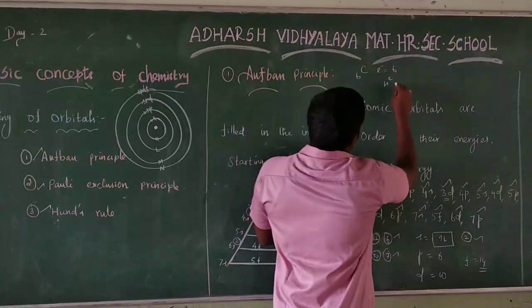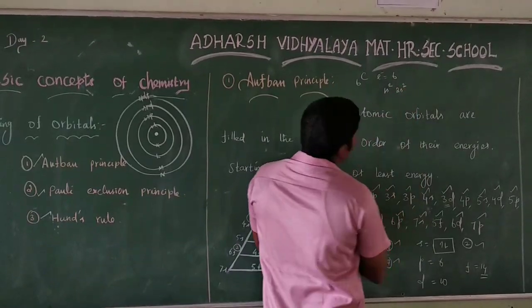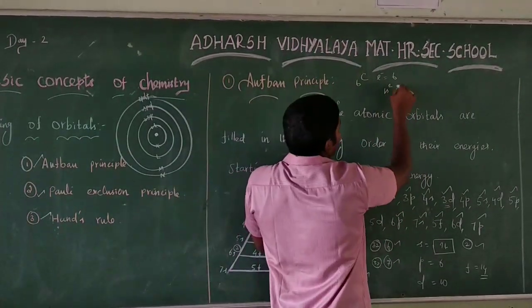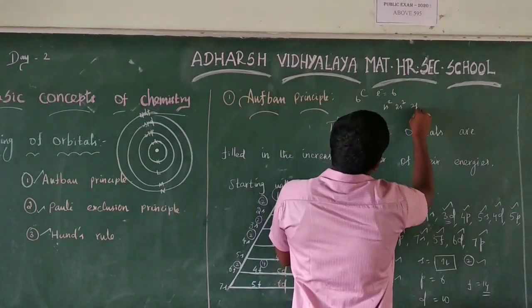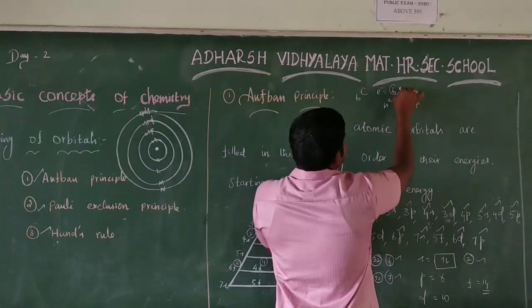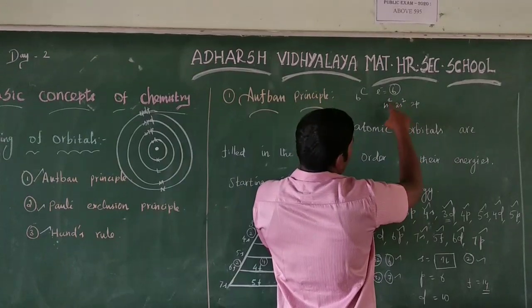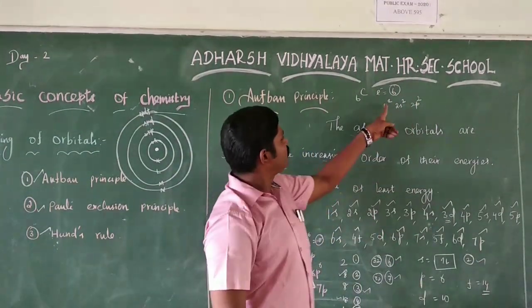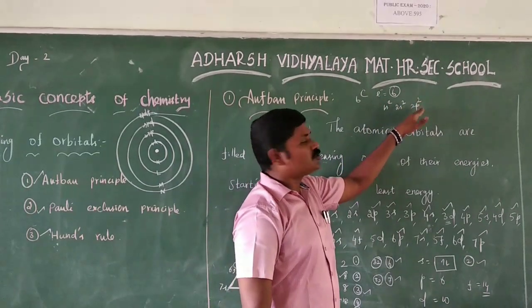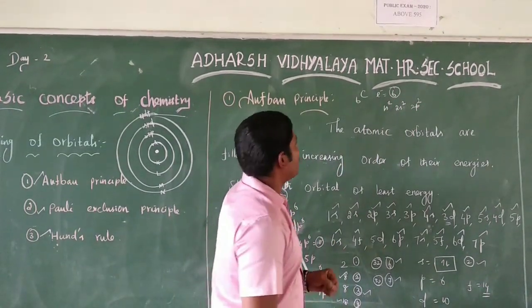1s2, 2s2. The 4 electrons are filled. Then 2p, totally 6 electrons. Already filled 4 electrons, so remaining 2 electrons: 1s2, 2s2, 2p2.